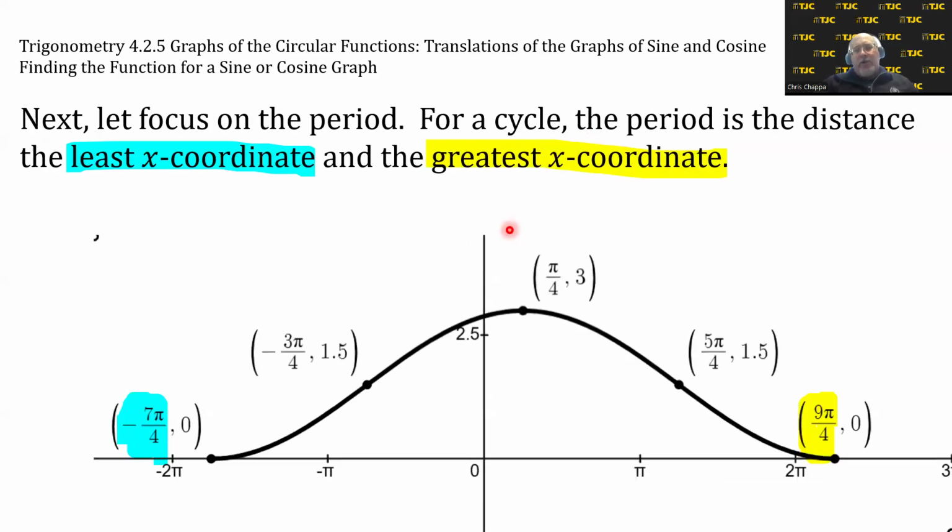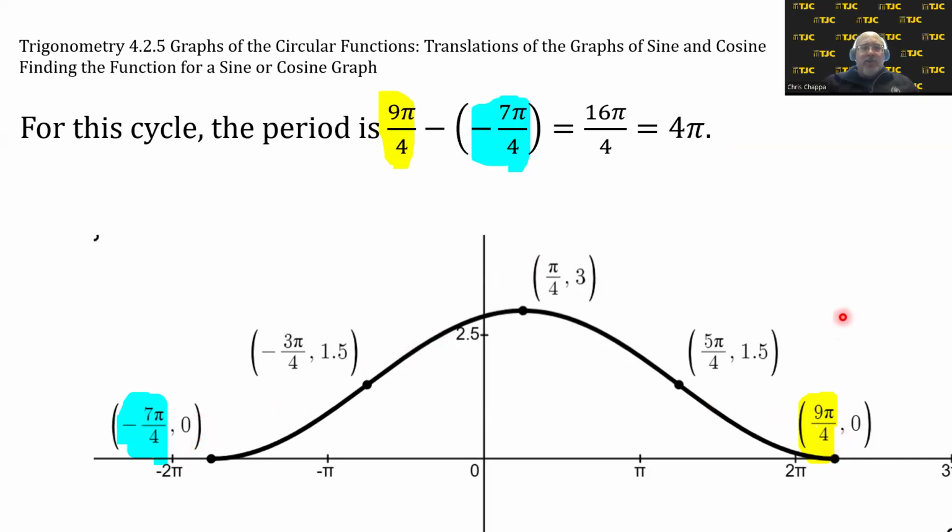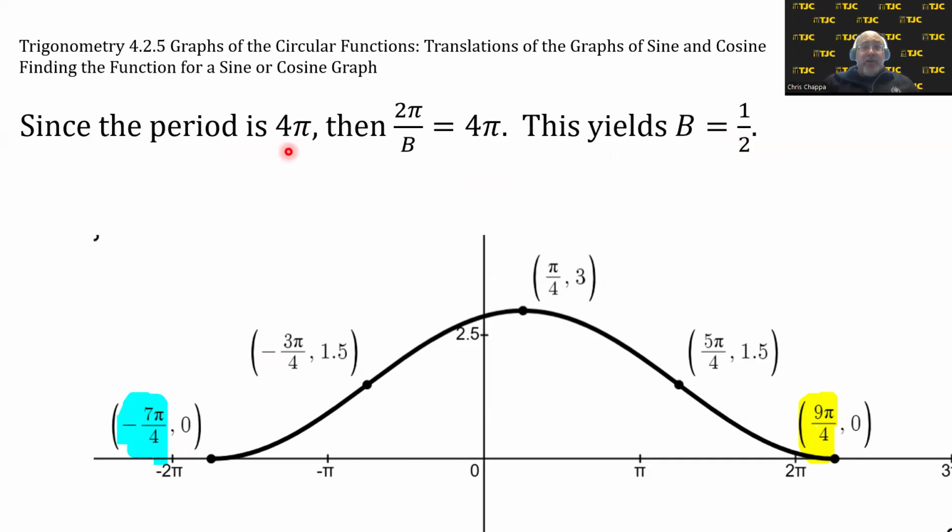Now let's focus on the period. For a cycle, the period is the distance from the least x coordinate to the greatest x coordinate. So in this case, the period is 9 pi over 4 minus negative 7 pi over 4, which is 16 pi over 4, which is 4 pi. And that's not b. b is used to get 4 pi. Since the period is 4 pi, the calculation for the period, 2 pi over b, is equal to 4 pi, and this yields b equals 1 half.